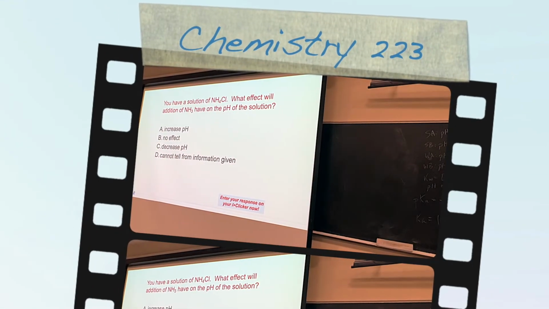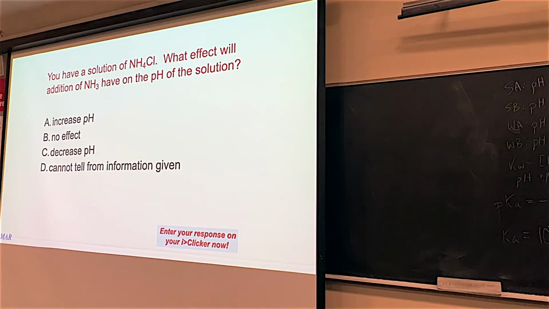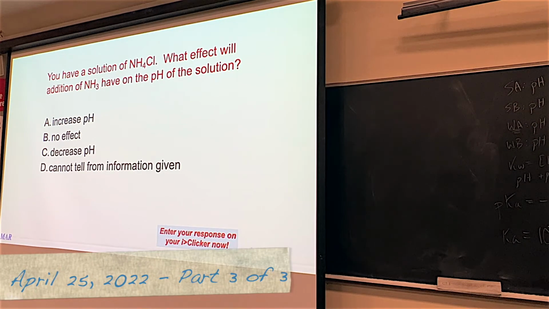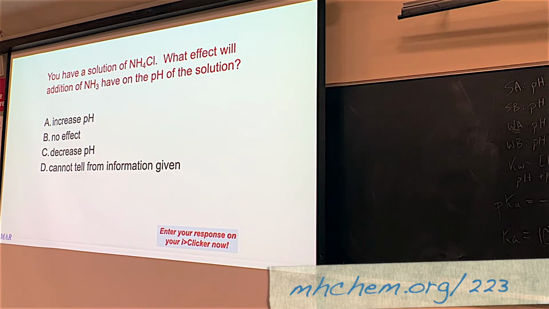This is the beginning of the questions now where acids and bases are coming together. And this says we have a solution, ammonium chloride. What effect will adding NH3 have on the pH of the solution? And I don't think we need to spend as much time on this.